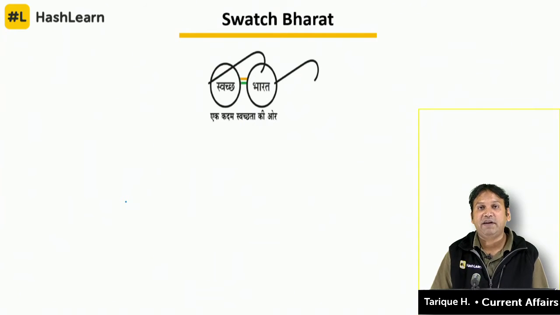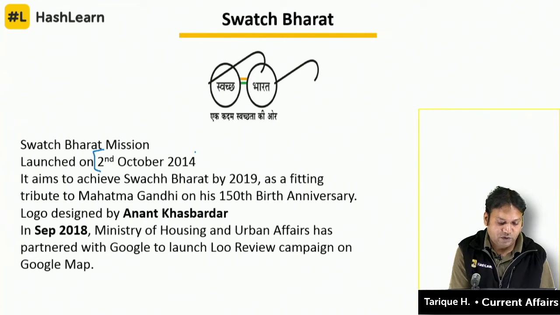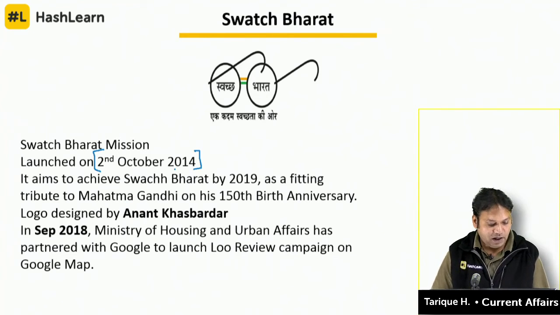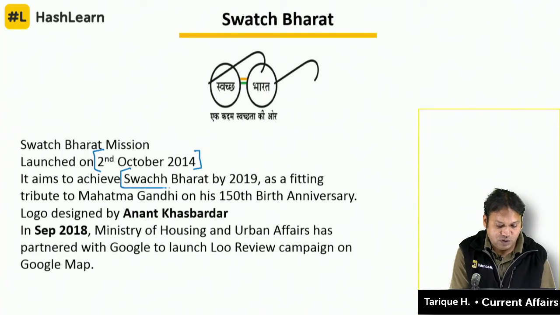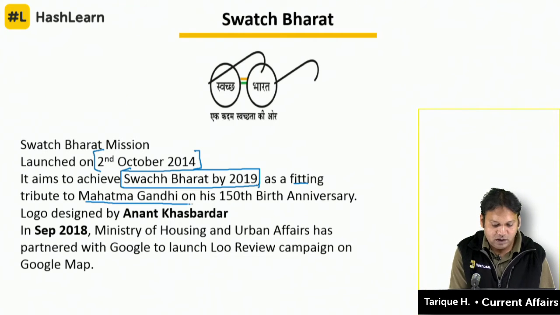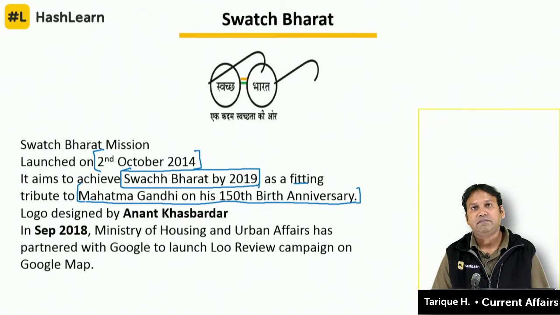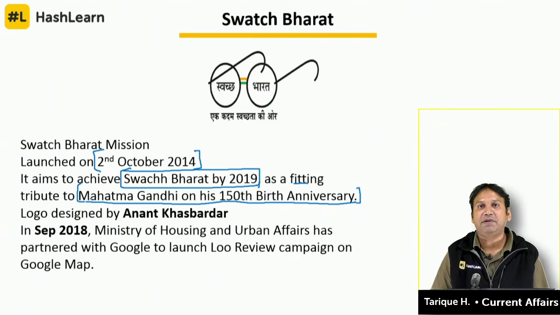Swachh Bharat, again another very huge project of the central government. The logo is Ek Kadam Swachhta Ki Aur, one step towards a cleaner India. And what we should know about this Swachh Bharat is that it was launched on 2nd of October 2014 on the birth anniversary of Mahatma Gandhi. It aims to achieve Swachh Bharat by 2019, as a fitting tribute to Mahatma Gandhi on his 150th birth anniversary. So by 2019 September, we aim to make India a completely clean country. That is the Swachh Bharat initiative.